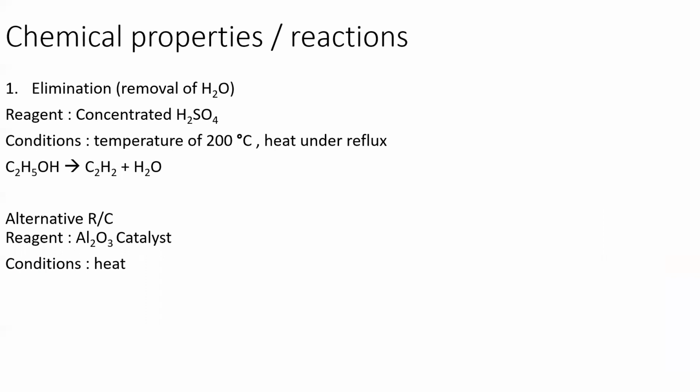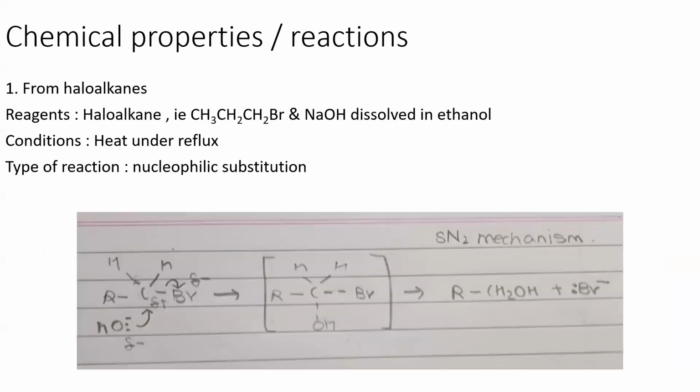So let's move on. This is converting a haloalkane to an alcohol. For this, I've taken the SN2 mechanism, but you can also use SN1. I've just given an example.